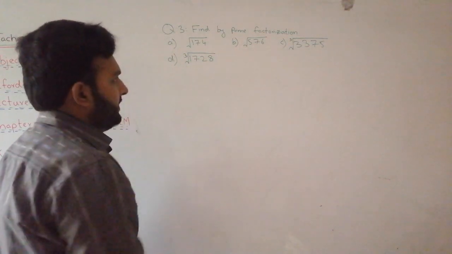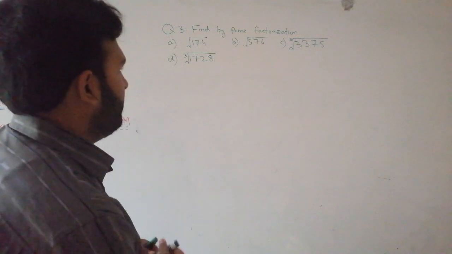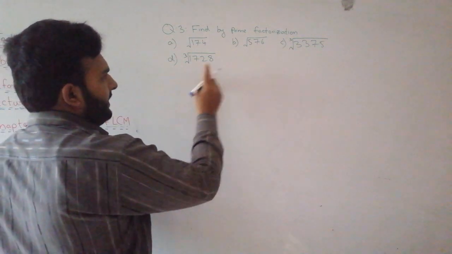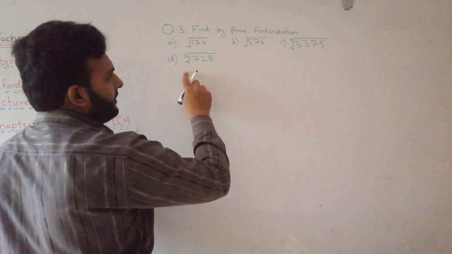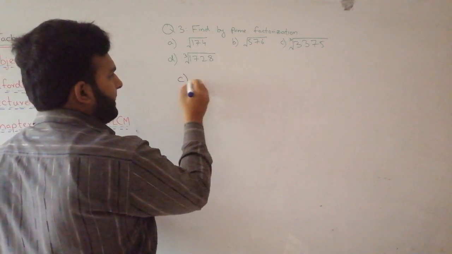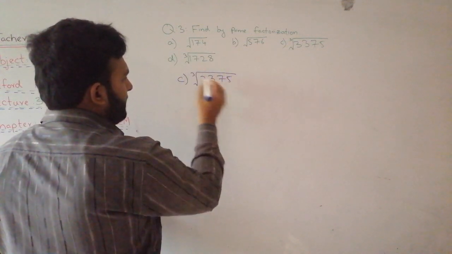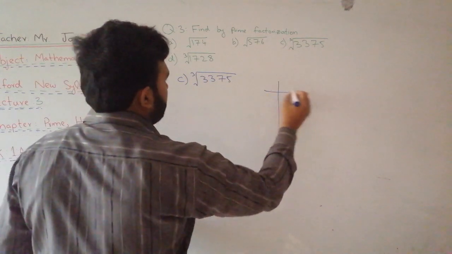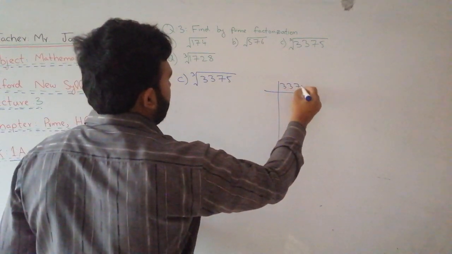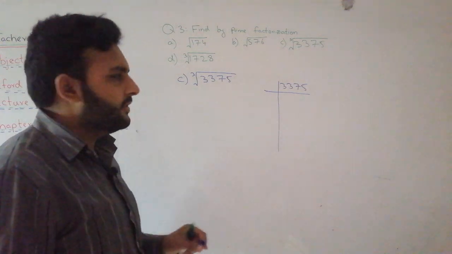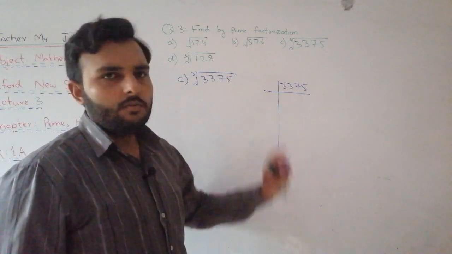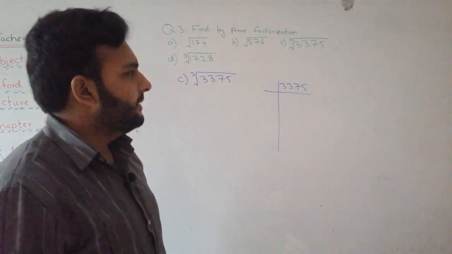The next question is 3375, the C part. In C and D I will solve only one. Okay, I will solve C. 3375. It is a cube root. Okay, so we will solve this. 3375. It is clear that at the end there is 5, so it is not divisible by 2. So we will check the divisibility for 3.